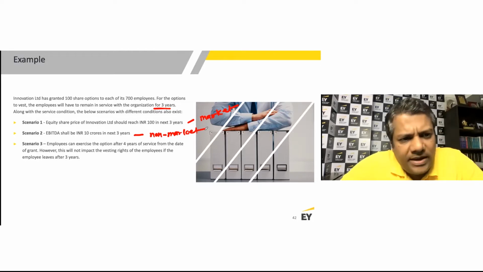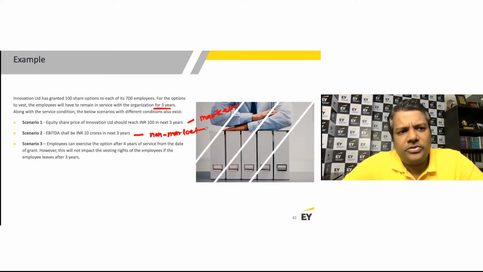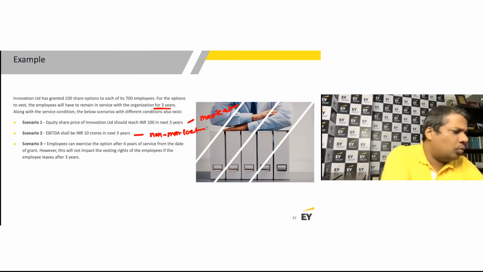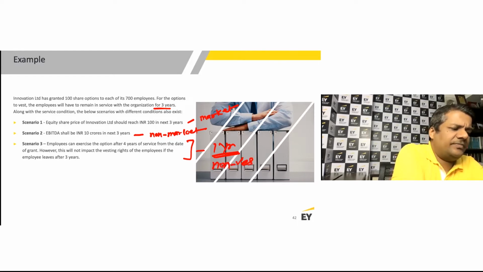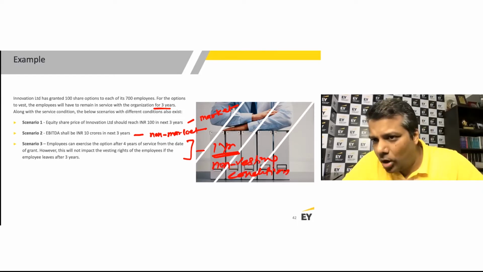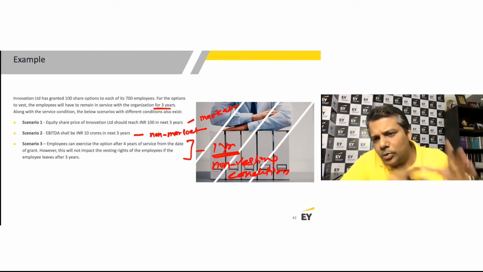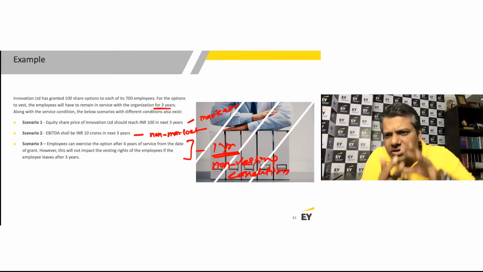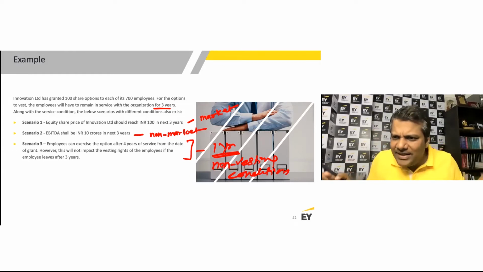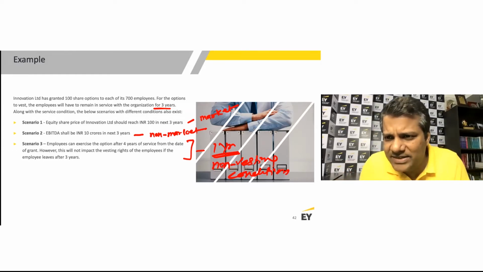Now, the employee can exercise the option after 4 years of service from the date of grant. However, this will not impact the vesting right of the employees if the employee leaves after 3 years. That means the 1 year is just a delay in exercise. So it is called a non-vesting condition. So remember the vesting condition and the non-vesting condition. Vesting conditions are service and performance. Within performance, you have market and non-market, and then everything else is non-vesting conditions.